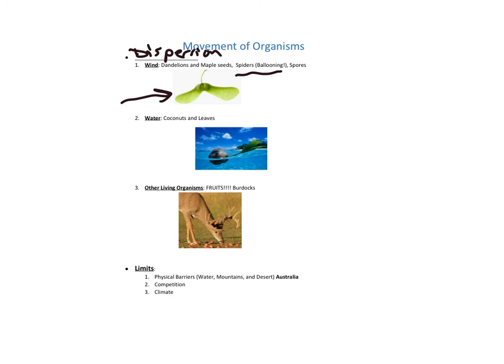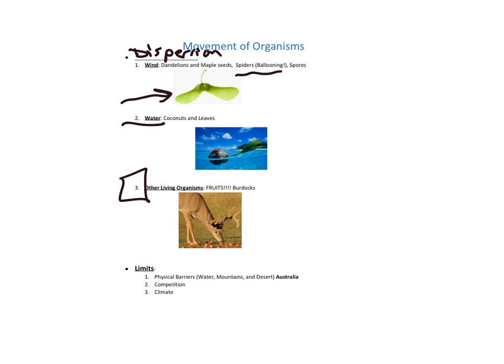All right. Then we have water. The best example I can give you is coconuts. That's how coconuts can get from one space to another. They fall from the tree, and then they float in the water to another area of land where they can take root and grow into another tree. And obviously most leaves float on top of surfaces of water and can be transported that way. So you'll get other living organisms, finally, being a way to disperse or transport organisms.